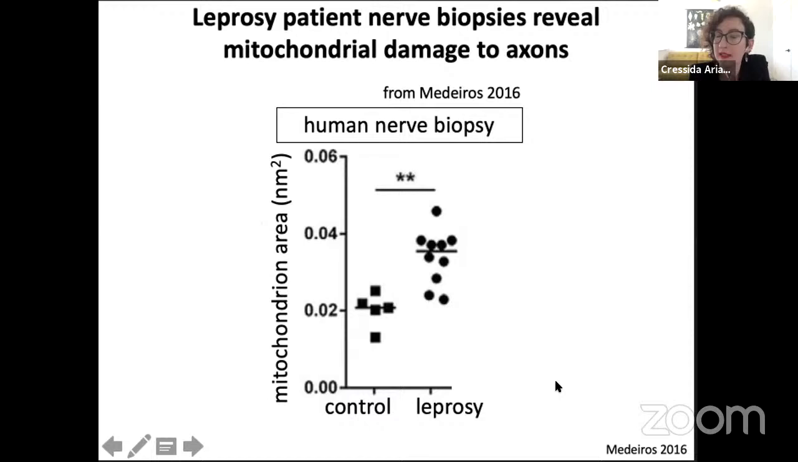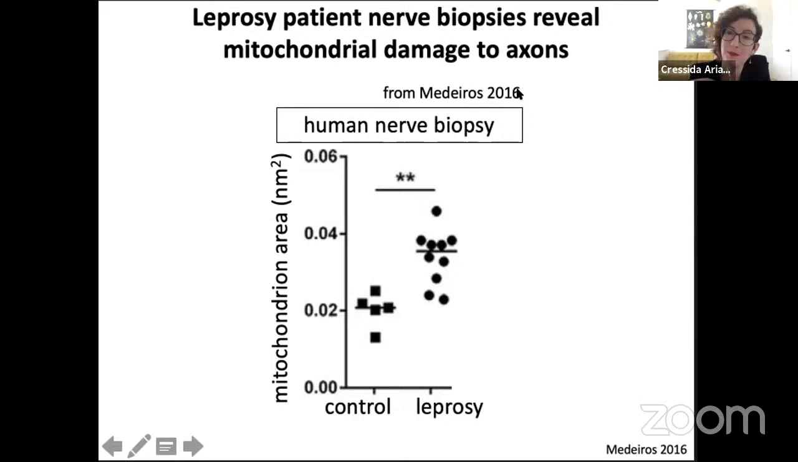So here, this is not my own work, this is work that comes out of Fiocruz. So here we have the control nerve biopsies. These are from patients with other kinds of neuropathy. And leprosy patient biopsies. You can see that the area of the mitochondria increases in humans as it does in fish. And so that was something that was really satisfying to me because I had this mitochondrial finding before this paper came out in 2016.